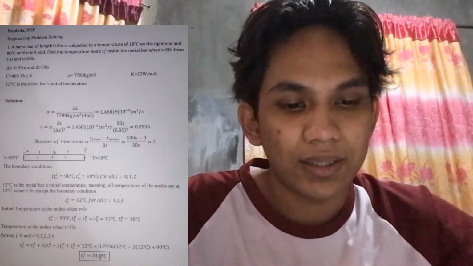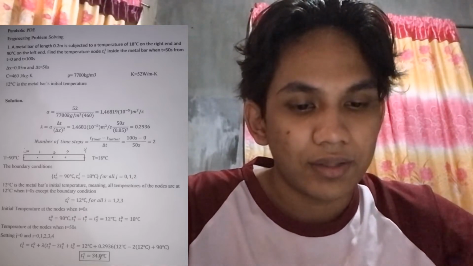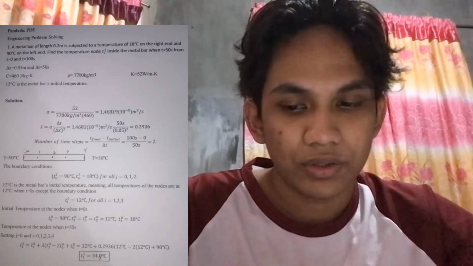For the number of time steps, we have the formula: final time minus initial time over the change in time. For final time we have 100 seconds, for initial we have 0, and for the change in time we are given 50 seconds. Solving this, we get the number of time steps to be 2.